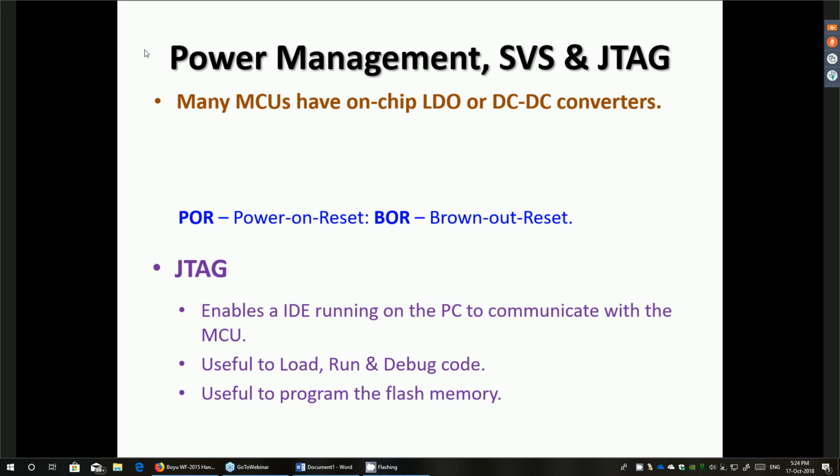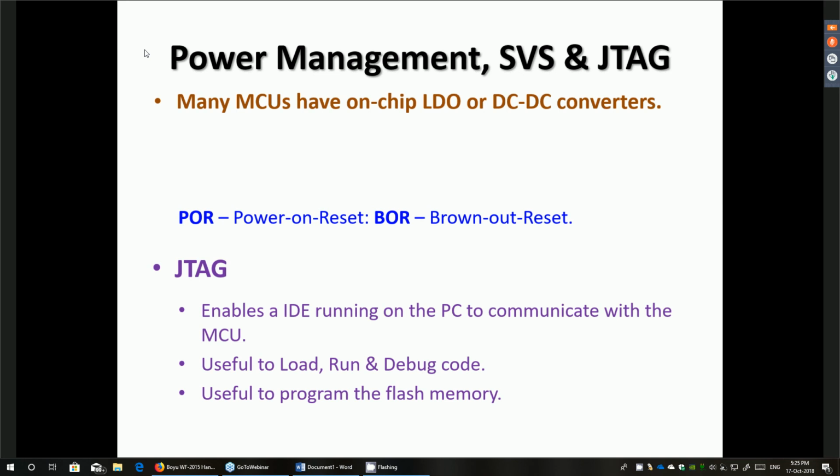And we also need what we call an SVS, supply voltage supervision. If the supply voltage goes below a particular threshold, the operation of the microcontroller is not guaranteed anymore, so you probably want to reset the microcontroller. The SVS circuitry does these tasks, right? And then the all-important JTAG.